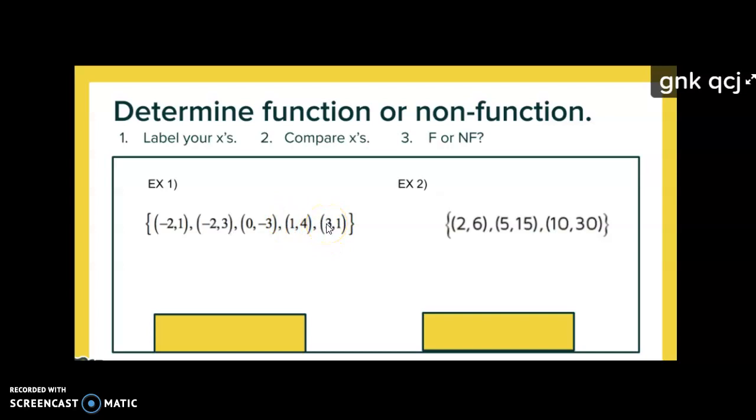So we're going to compare those. -2 is the same as -2. I already have a repeat right there, so I know that this one is not a function. Okay, example 2.